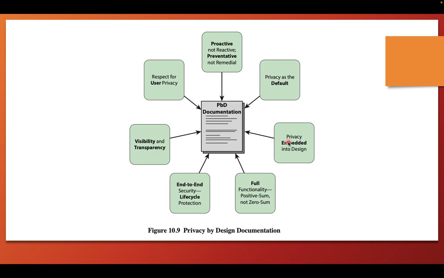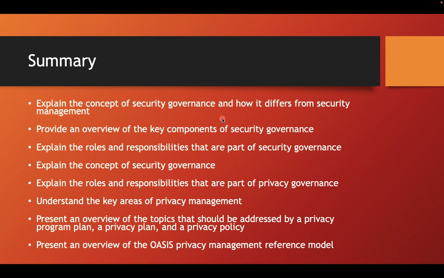So here is where we have the privacy by design documentation, and you have proactiveness. These are some of the features or elements: respect for user privacy, visibility and transparency, end-to-end security, lifecycle protection, full functionality, positive-sum, non-zero-sum, privacy embedded into design, and privacy as the default. All of these are the key elements of privacy by design documentation. Is that okay? Let's move on.